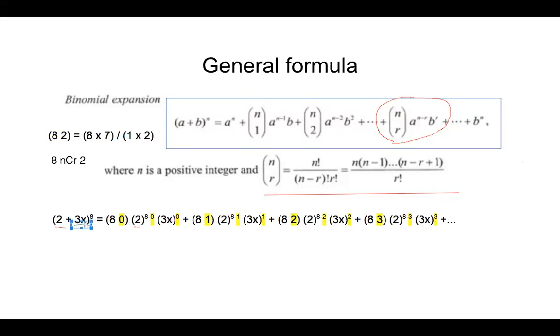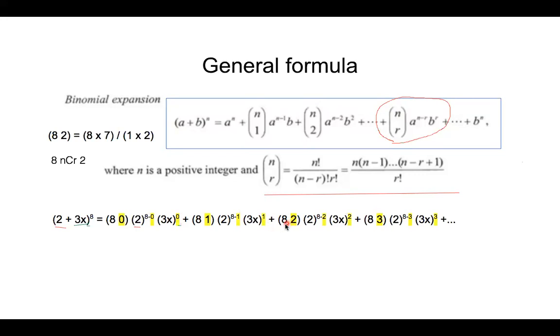So the 3x matches here. This was the second number, 3x, and its power starts from 0. Then we go to the next term, where n is maintained as 8 and r increases to 1. The 2 is still the same first number here, but the power of 2 has now decreased by 1. Then multiplied by b, which is 3x, and the power goes to 1.